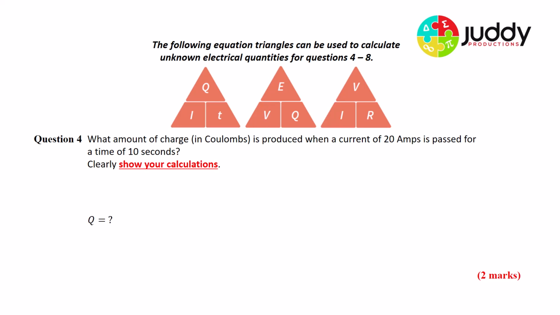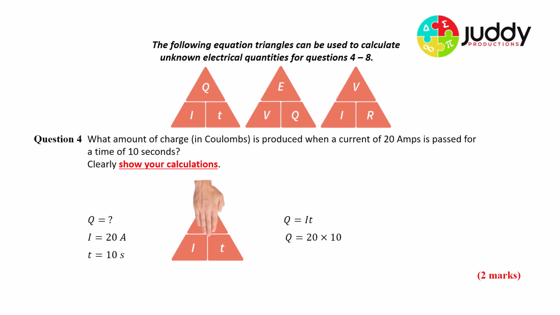First of all, it says what amount of charge is produced, so Q equals question mark. The current is 20 amps, I equals 20 amps, and T, the time, is 10 seconds. So we only have one triangle that has a Q, I, and T, and we're after Q. So if we cover Q, we're left with Q equals I times T. Substitute our values in, I was 20, T was 10, in the correct units of amps and seconds, so we multiply them together, we get a charge of 200 coulombs.